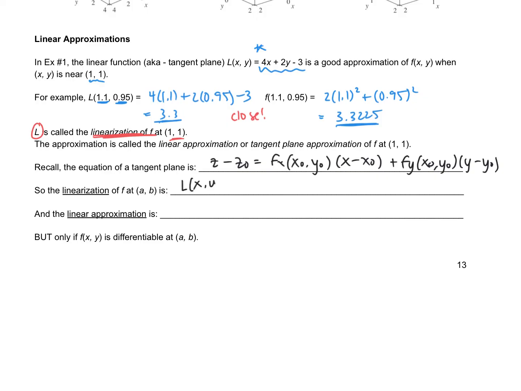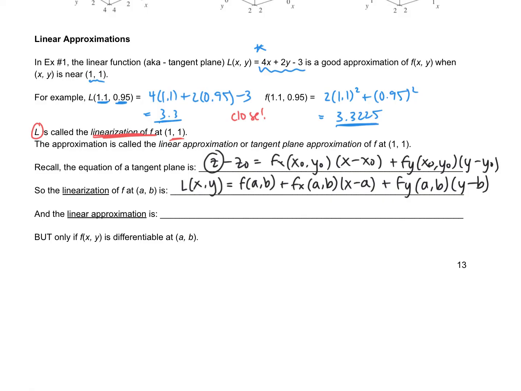Generally, it's written as L, and that L is really just z. So all we're doing is taking the tangent plane equation and we're solving for z. z is just f at the point a, b plus f of x at the point a, b times x minus a plus f of y at the point a, b times y minus b. Okay, so all I did was change x naught, y naught to a and b, and I solved for z.